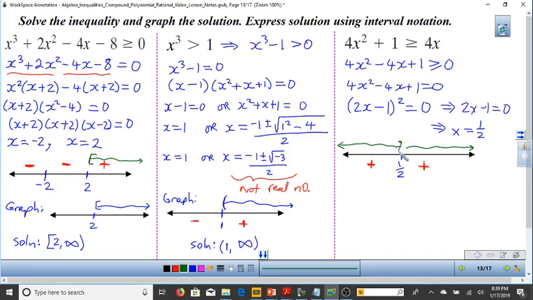So we put a bracket actually facing both directions, which basically means whatever we plug in works. So for this answer, the whole number line is a solution. The solution is actually all real numbers. Everything works. So the solution then is negative infinity to positive infinity.